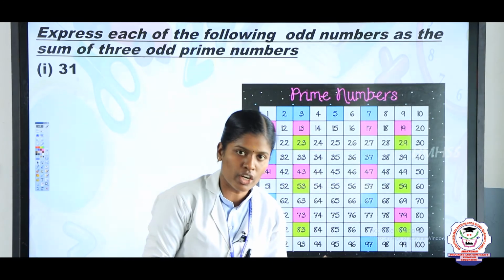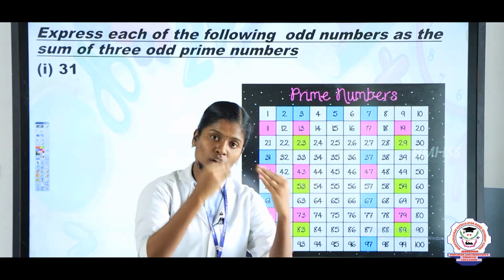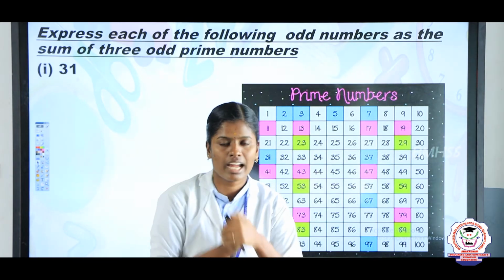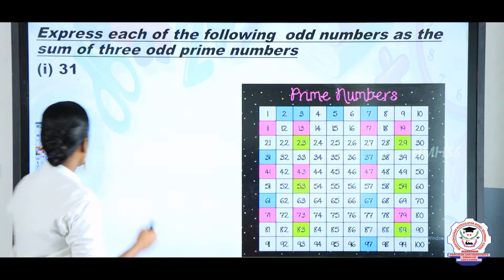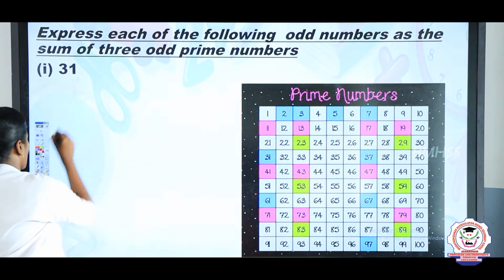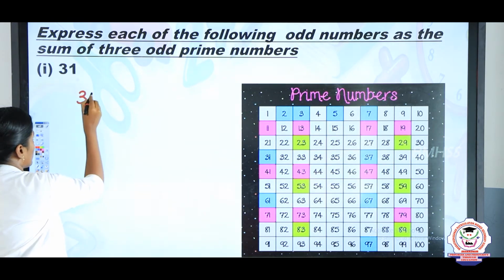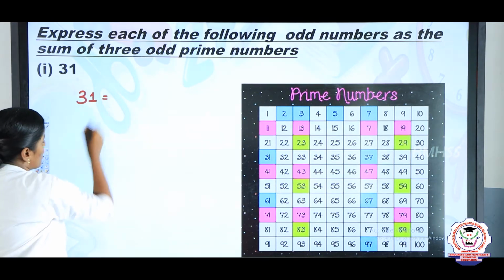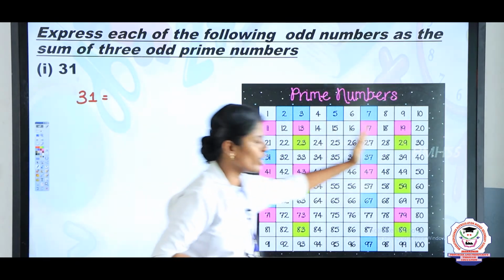Already they are given odd numbers. Now we are going to add 3 odd numbers. Sum means addition. The first question is 31. What is the first question? 31. So here we have some odd numbers.